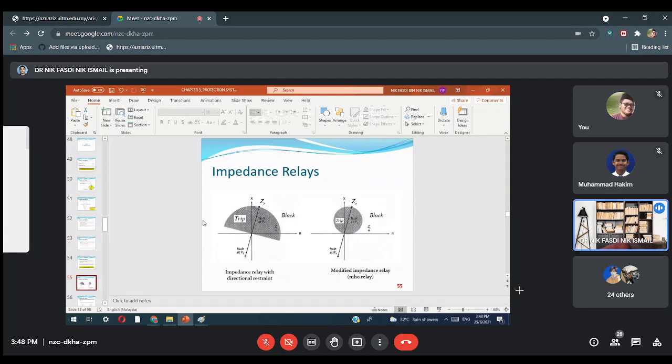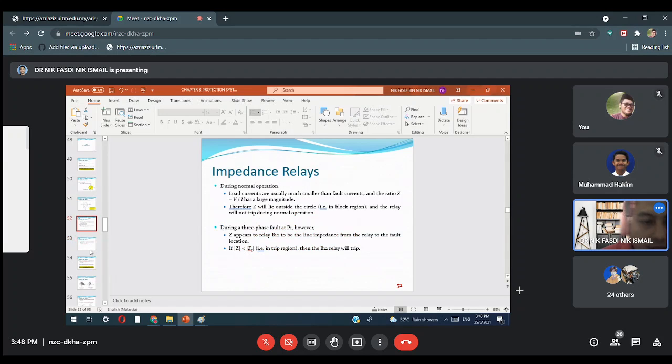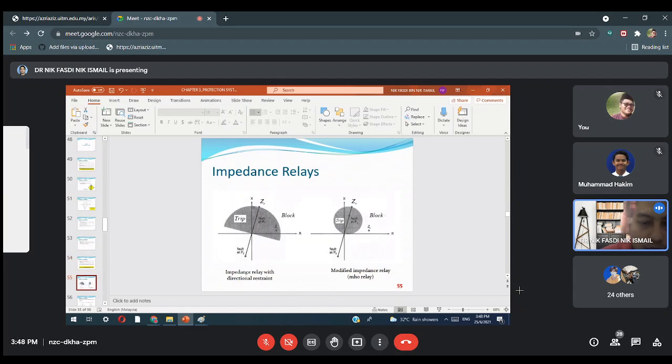Alright. So, impedance relay with directional restraint. This is the first one. Directional restraint is achieved by including a directional relay in series with an impedance relay. This is the diagram to show the impedance relay combined with the directional relay.